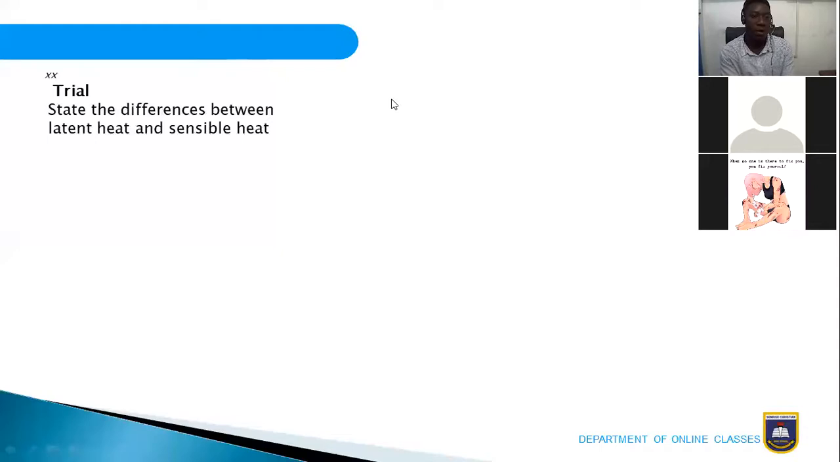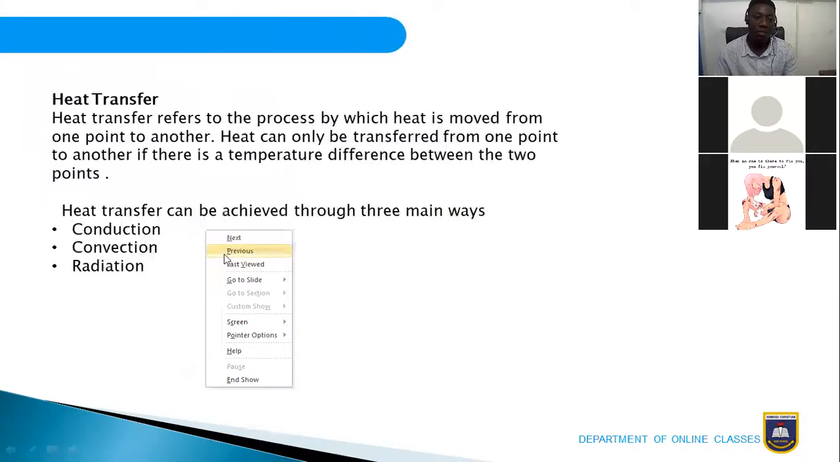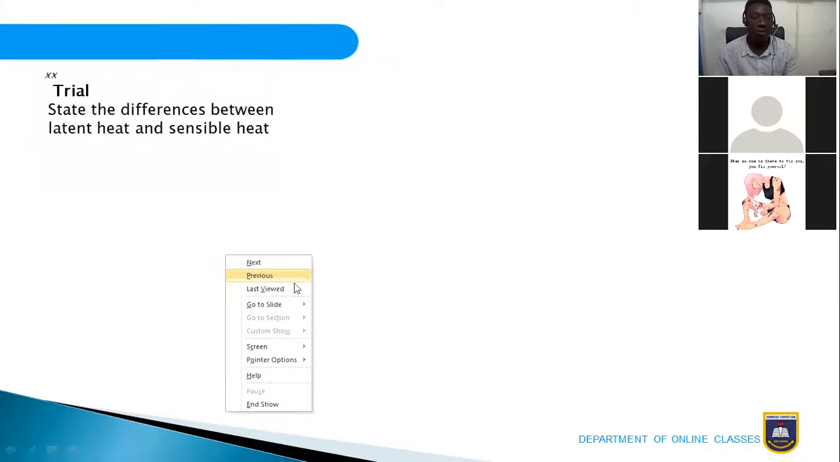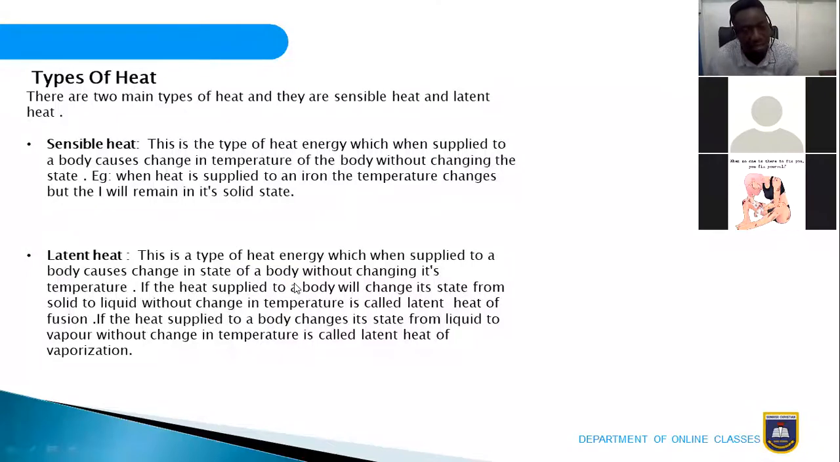So when we talk about the latent heat of fusion, we are dealing with a solid. So note the difference. Latent heat of fusion deals with solid. Latent heat of vaporization deals with liquid. Okay. Now let me go over.